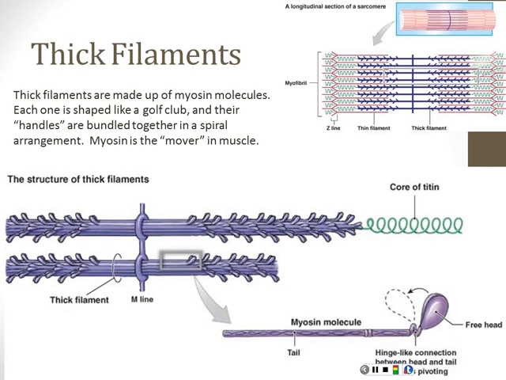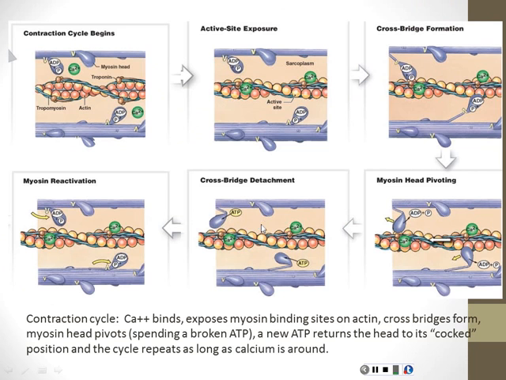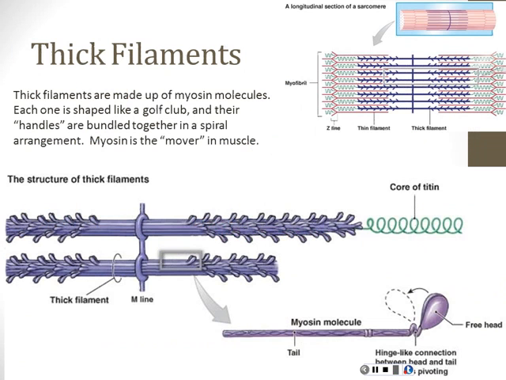The thick filaments are where the energy for muscle contraction comes from, but they're much simpler in structure. There's only one thing in thick filaments, and that's myosin. So myosin is this golf club-shaped molecule, and all the handles are sort of tied together into a thick filament that has myosin heads at both ends. So thin filaments and thick filaments. All right.